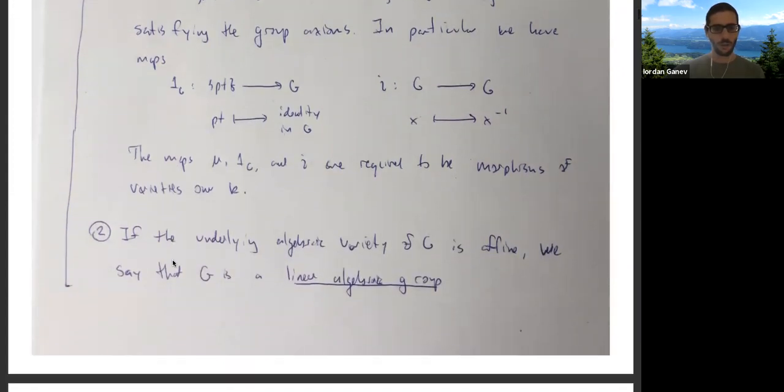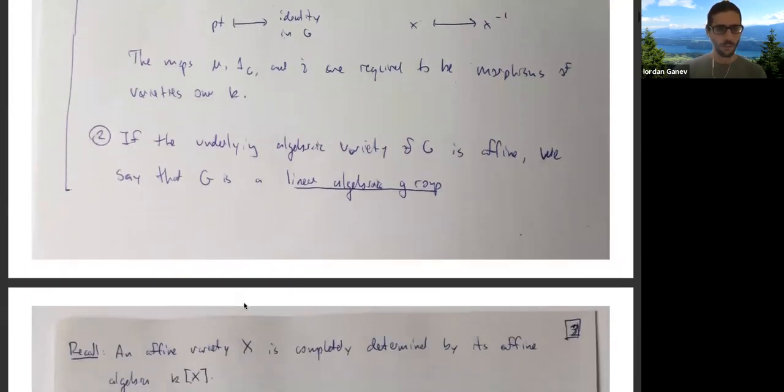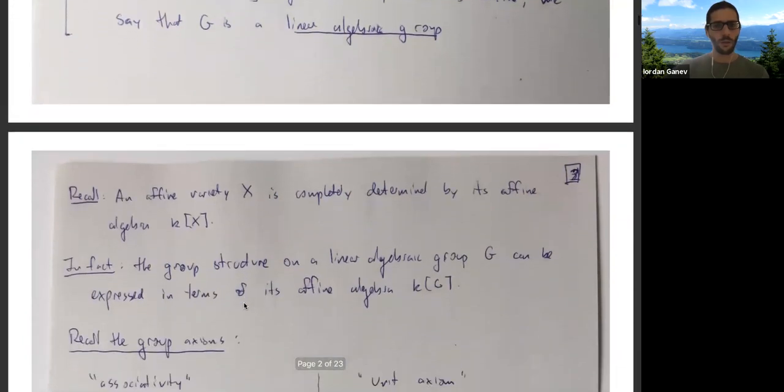We're also interested in the notion of a linear algebraic group. This happens if the underlying algebraic variety of G is affine. In general, the underlying algebraic variety of G is not assumed to be affine, but if it is, we call G a linear algebraic group. And we'll see the reason it's called a linear algebraic group later today, as opposed to an affine algebraic group.